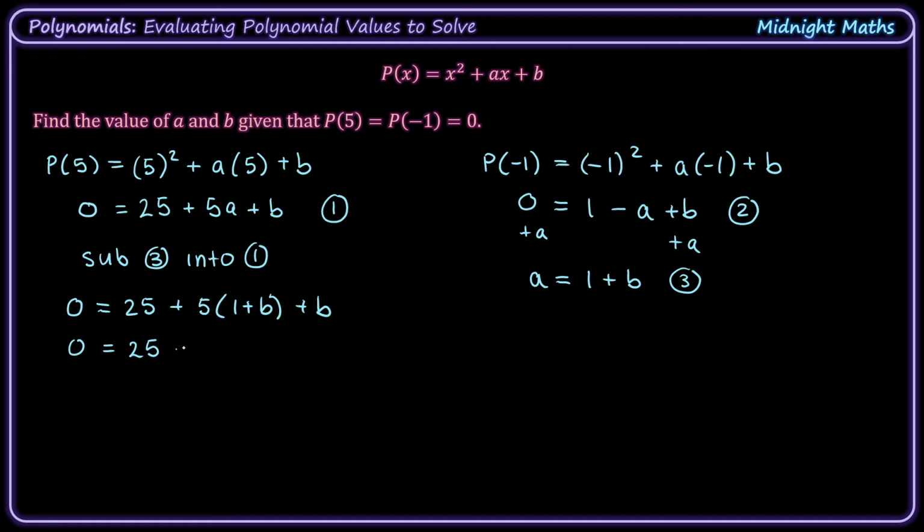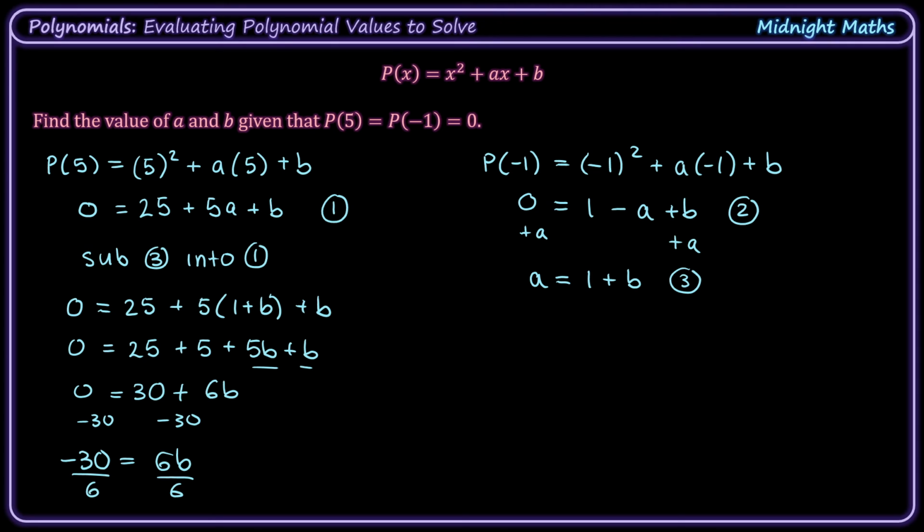So let's expand this, that's 5 plus 5b plus b. Now let's simplify by grouping like terms. This is 30 and this is 6b. And then subtracting 30 from both sides, I'm ending up with minus 30 equals 6b. And then dividing both sides by 6, I end up with b equals minus 30 divided by 6, which is minus 5.